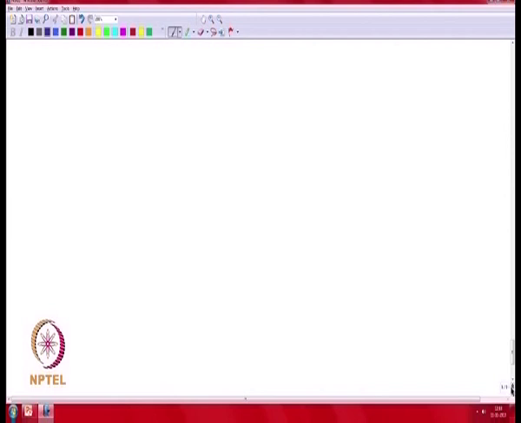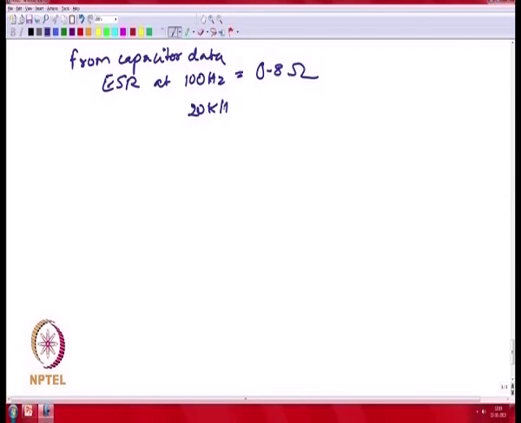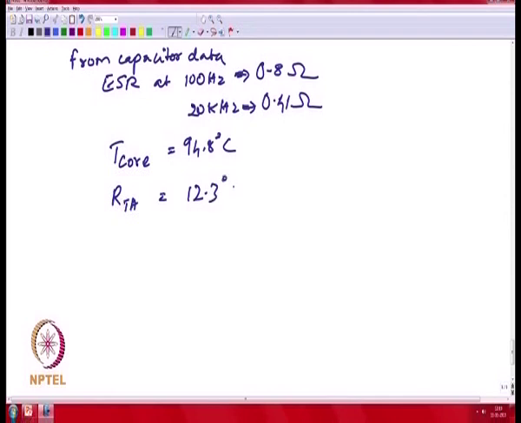So if you look at the ESR numbers, the ESR at 100 hertz and at 20 kilohertz is 0.41 ohms, and based on the calculations from our previous example, we saw that the capacitor which was specified for 3000 hours of life would correspond to a core temperature T core of 94.8 degrees centigrade, and it had a thermal impedance from core to ambient of 12.3 degree centigrade per watt. So this is from the previous example.